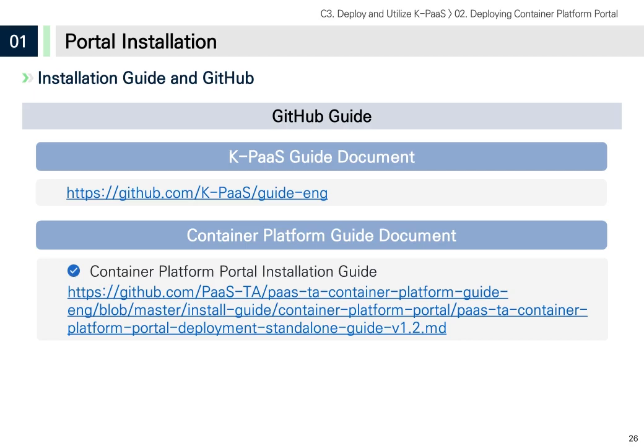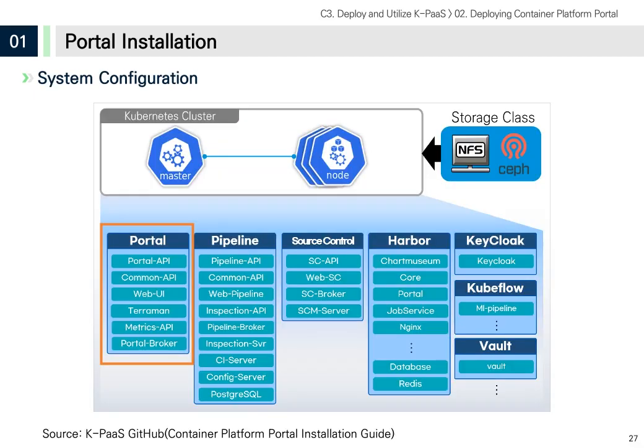Next, we'll use the GitHub installation guide to understand the process of installing the portal service. You can find the guide documentation on the GitHub page. Follow the link shown in the textbook. Before we proceed to installation, let's look at the system diagram of the container platform.